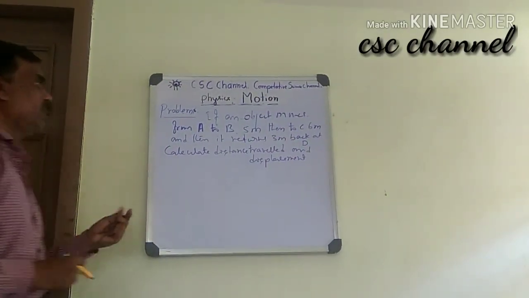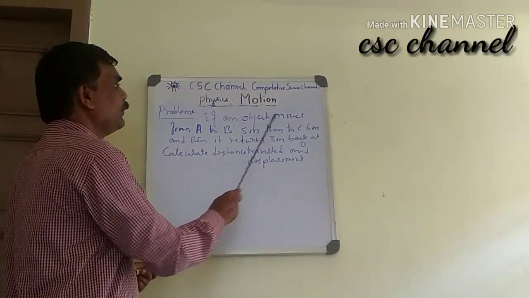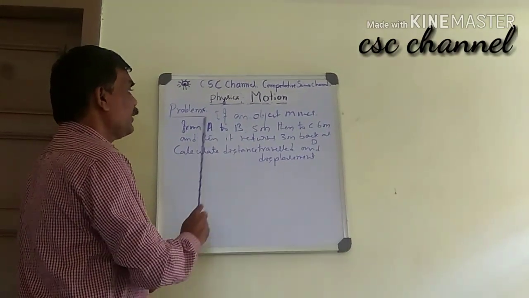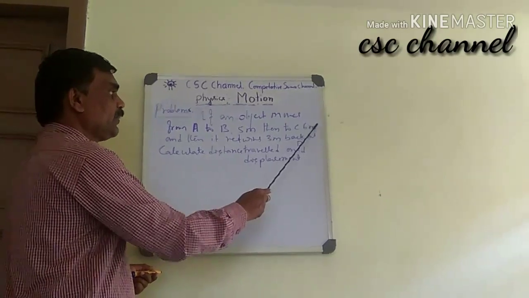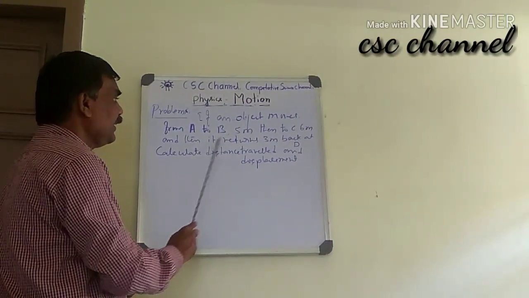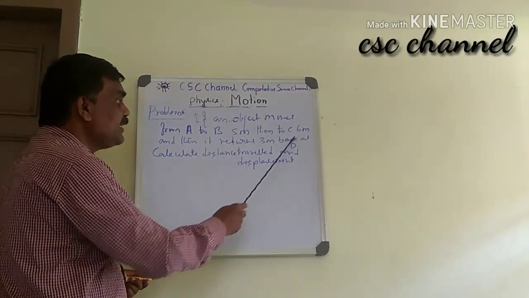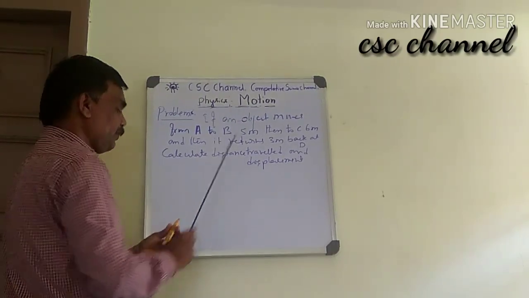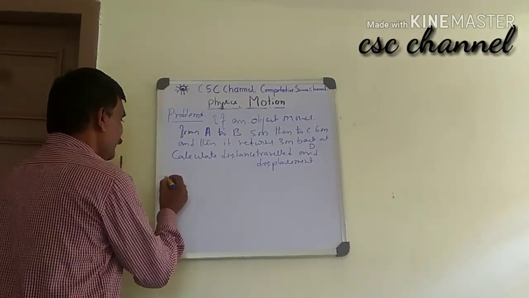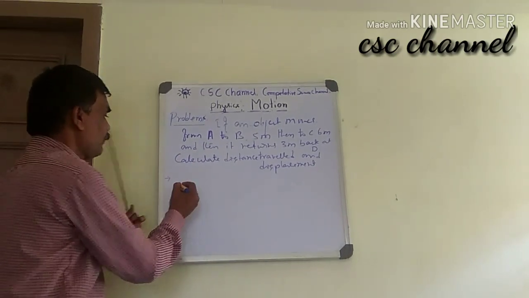This is the problem. I will repeat once again. If an object moves from A to B 5 meter, then to C 6 meter, and then it returns 3 meter back at D, calculate the distance traveled and displacement. To calculate that, we have to draw one rough diagram.